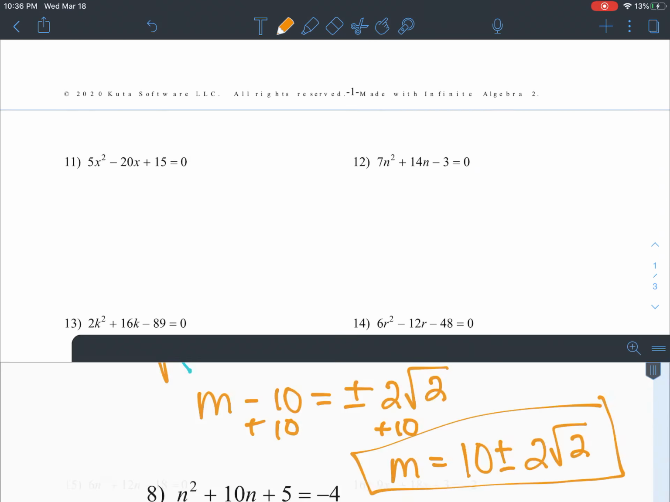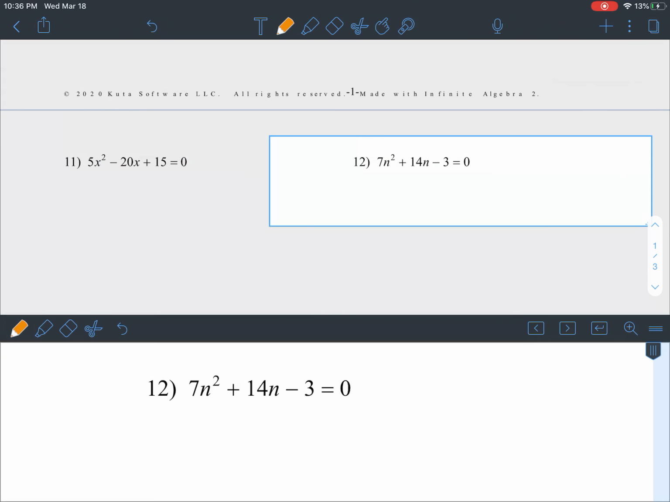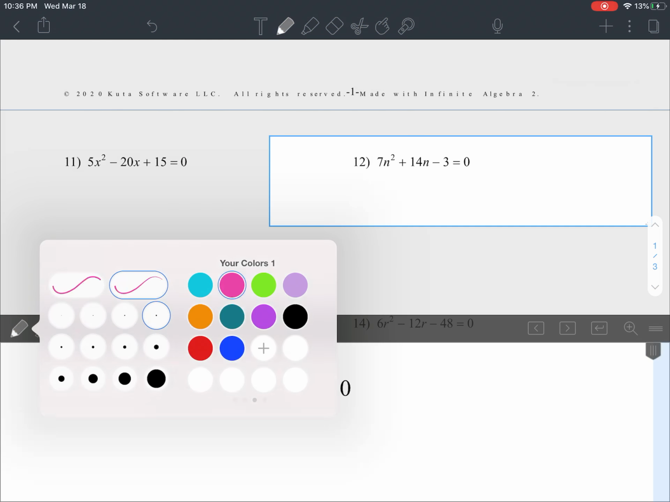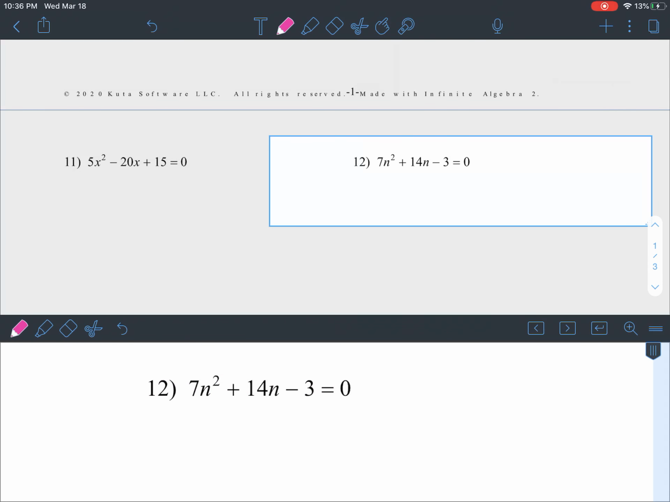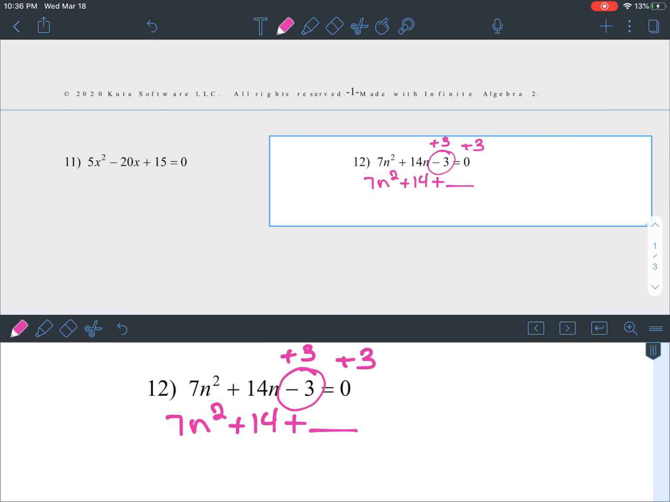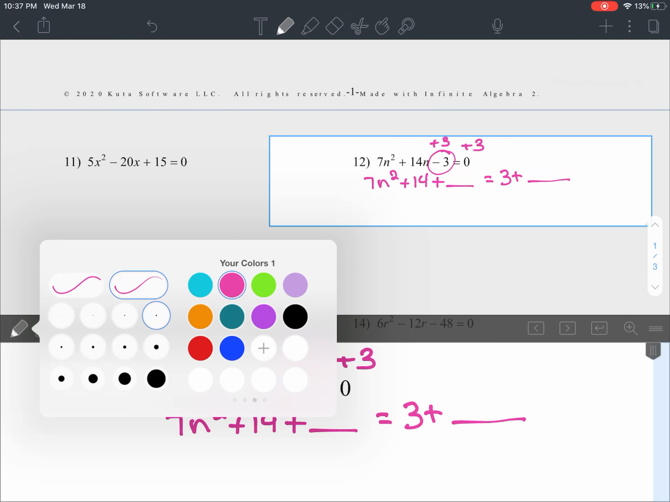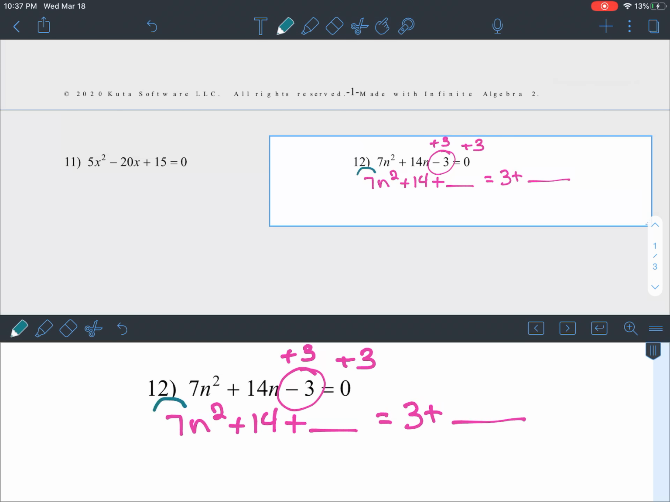So as I go through here, I'm thinking I'm going to do number 12 here real quick. So number 12 is a little bit different than the other ones that we've done so far. So we still have to move this 3 over. So we're going to add 3 to both sides. And then we have 7n squared plus 14n plus something equals 3 plus something. But then we have to do something else.